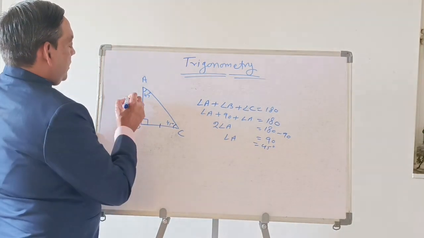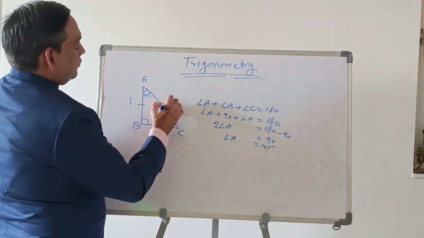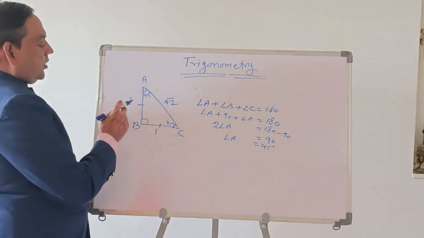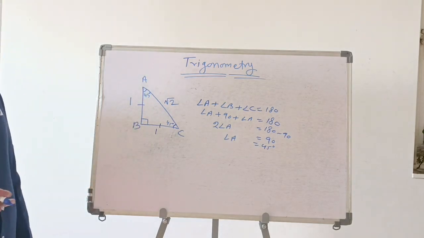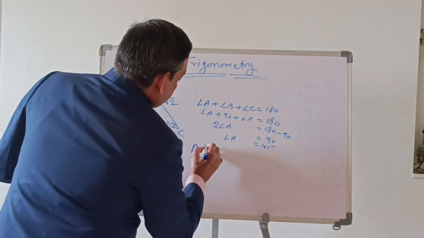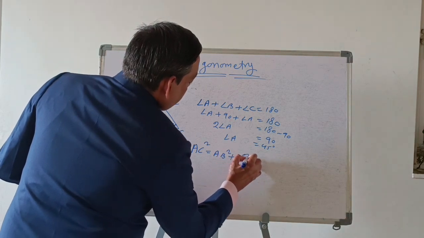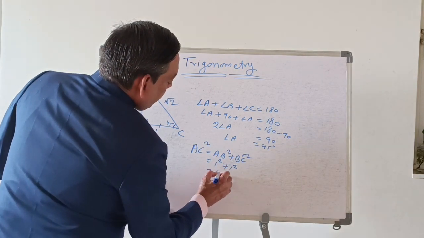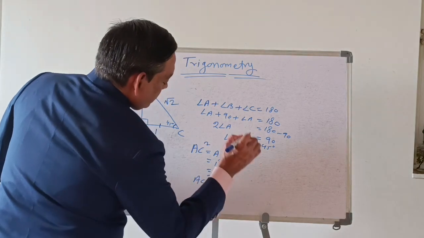Now if this is a unit triangle, like 1, 1, by Pythagoras theorem this will be root 2. If AB is equal to 1 unit, BC is equal to 1 unit, then how to find AC? By using Pythagoras theorem. Last class we did the Pythagoras theorem also. AC square is equal to AB square plus BC square. So 1 square plus 1 square is equal to 1 plus 1 is equal to 2. So AC is equal to root 2.